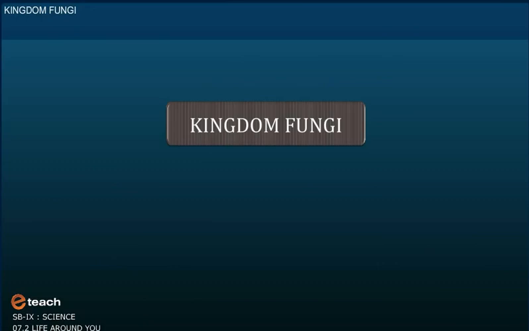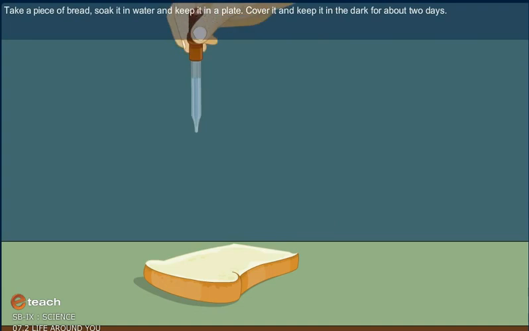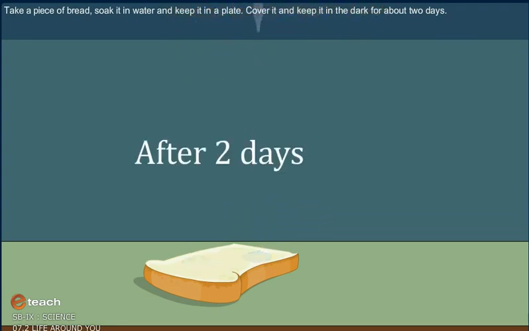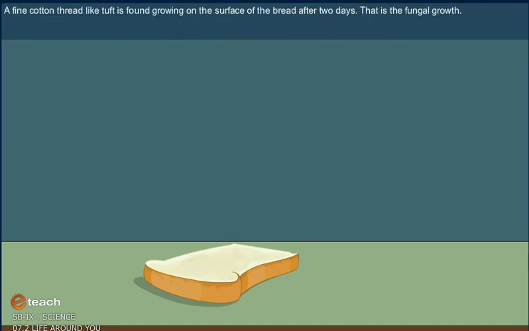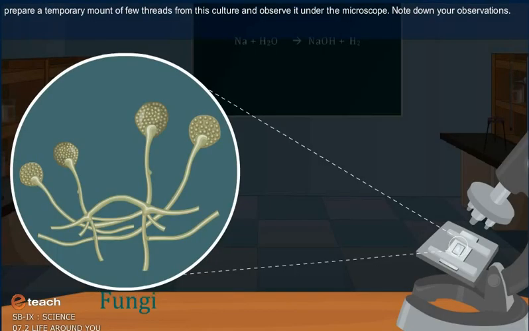Kingdom Fungi. Activity. Take a piece of bread, soak it in water and keep it in a plate. Cover it and keep it in the dark for about 2 days. A fine cotton thread-like tuft is found growing on the surface of the bread after 2 days. That is the fungal growth. Prepare a temporary mount of a few threads from this culture and observe it under the microscope.